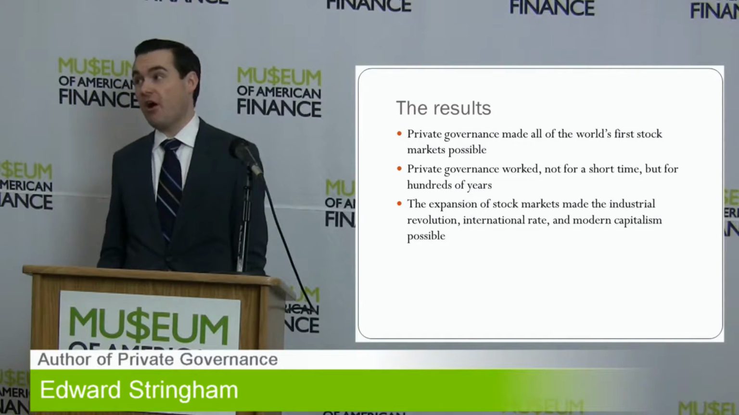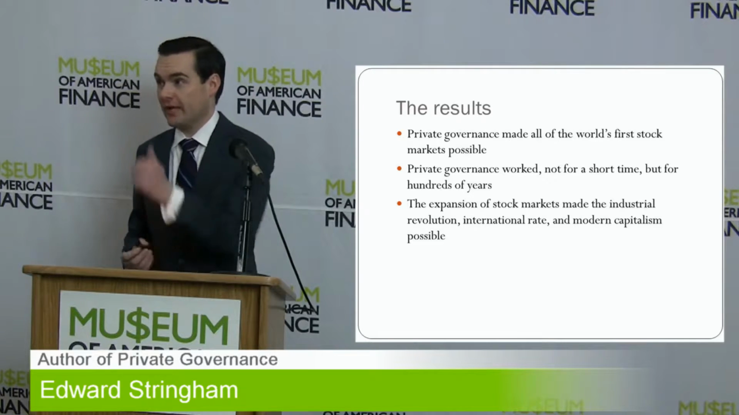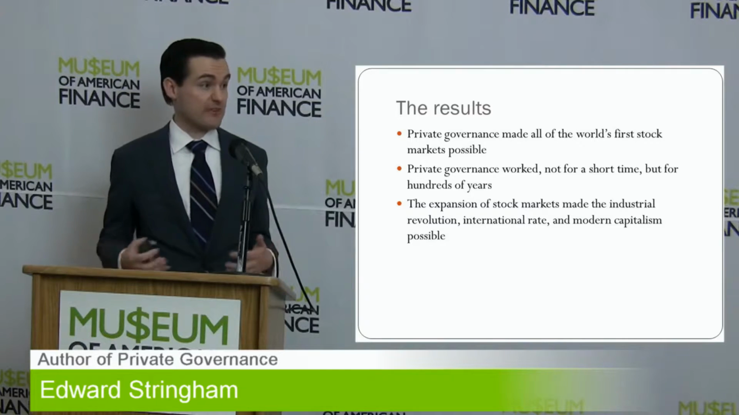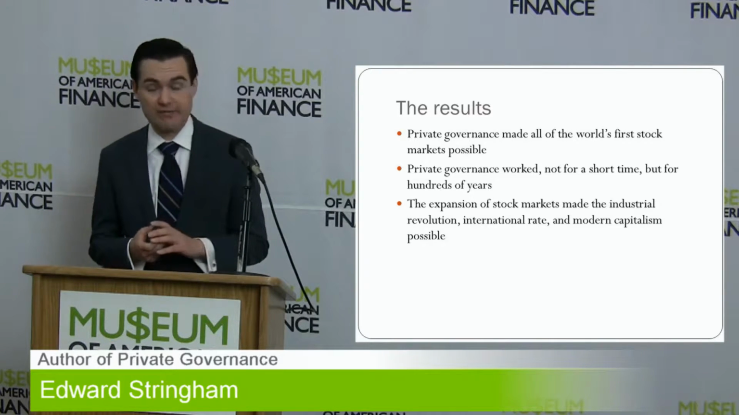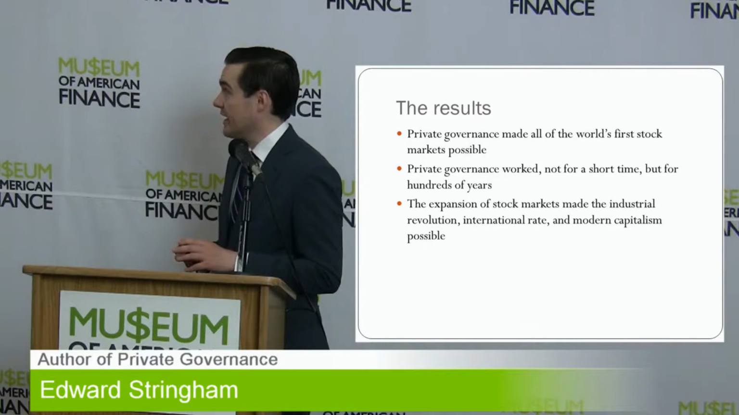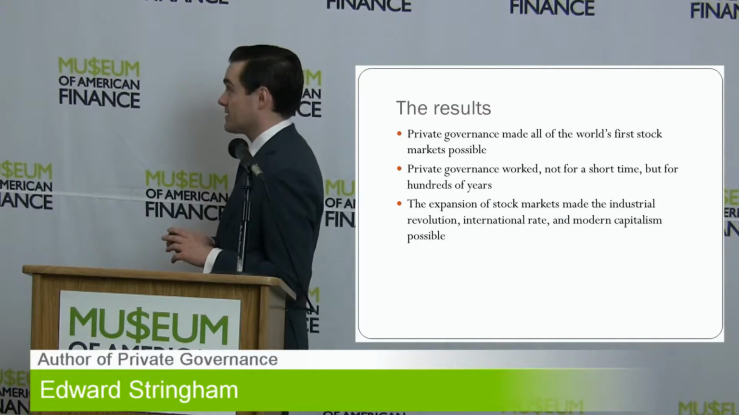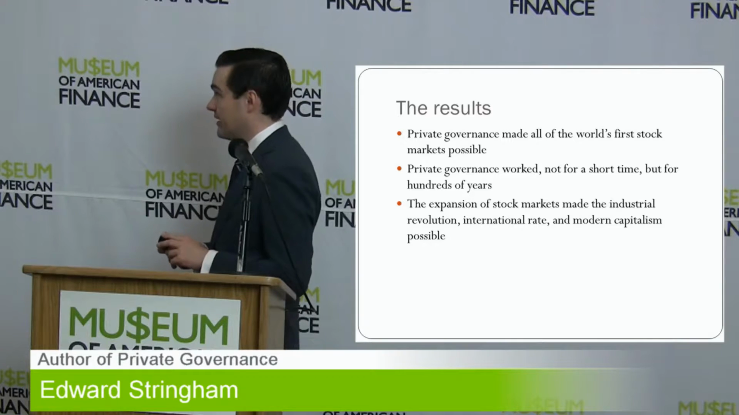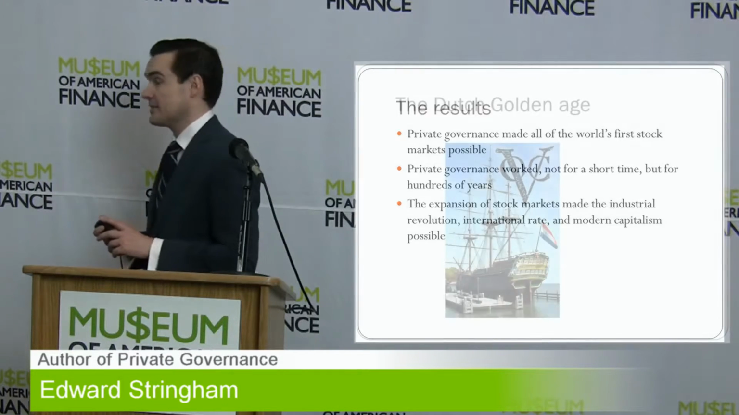This enabled all of the world's first markets: Amsterdam, London, New York. And it didn't work just for a few years. It worked for hundreds of years. System of private rules and regulations. And that made many great things possible. It made possible the Industrial Revolution, international trade, and modern markets.